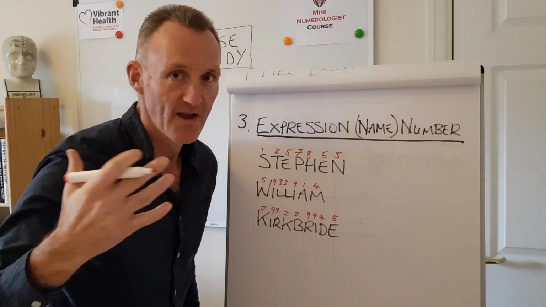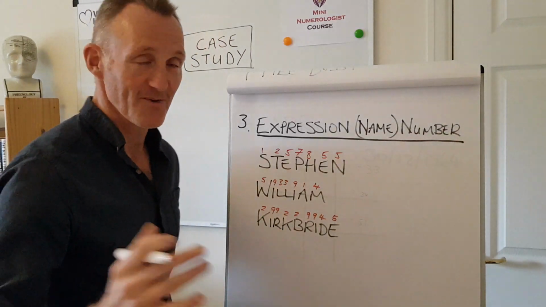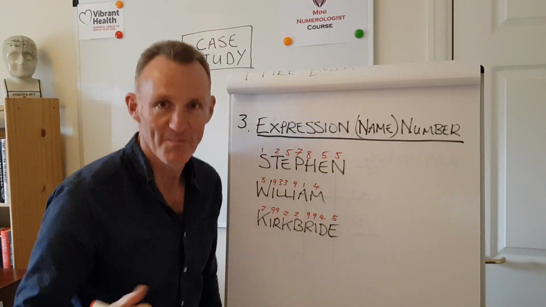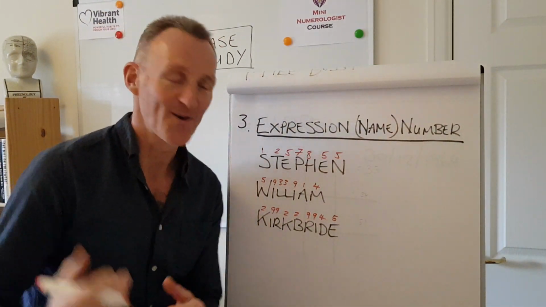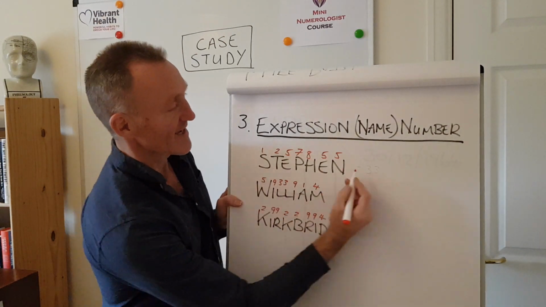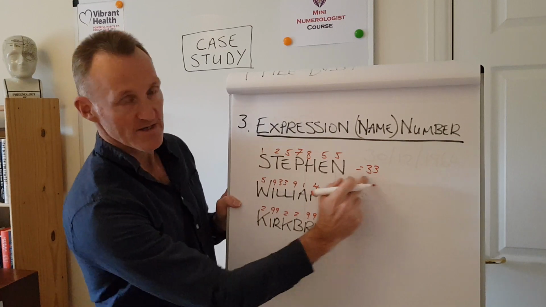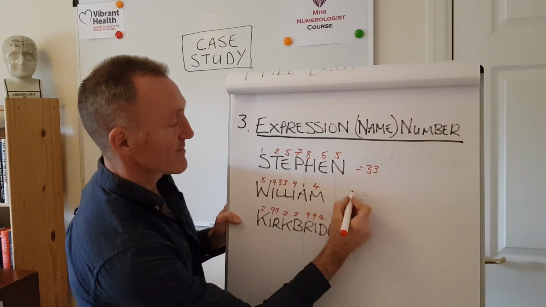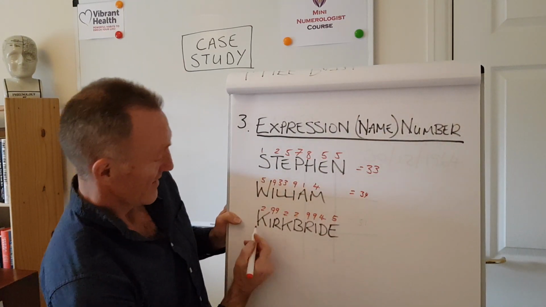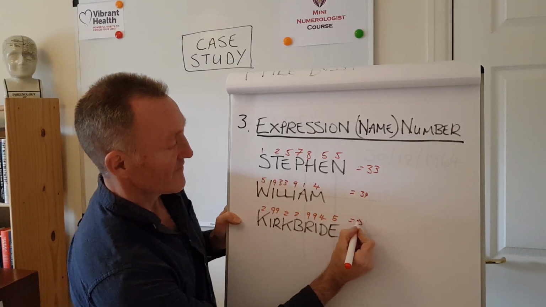Now I've done this for years. Me and Stephen have been doing this for 6 years, so it's very simple. At first it'll take you a little while to get into the swing. So add that together, I already know this, it's 33. So Stephen has a vibration of 33. William adds up to 34. Kirkbride adds up to 51.